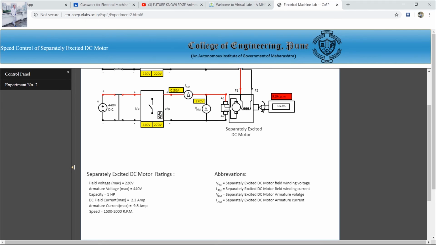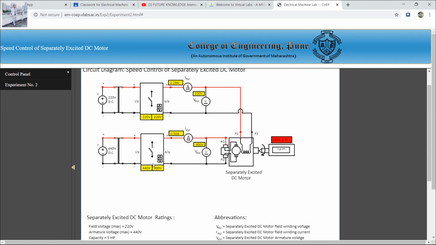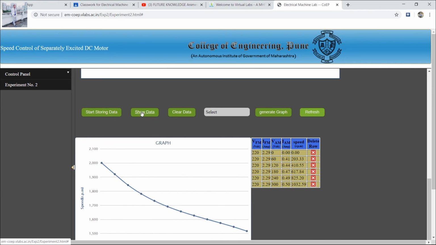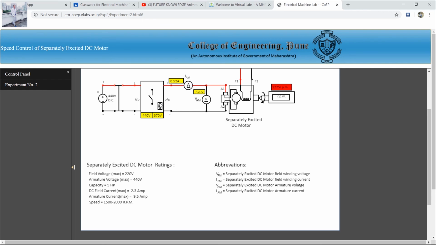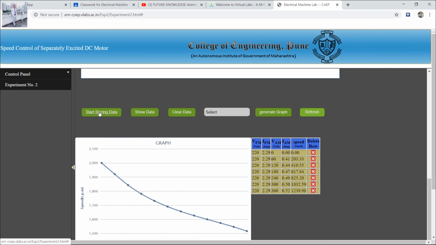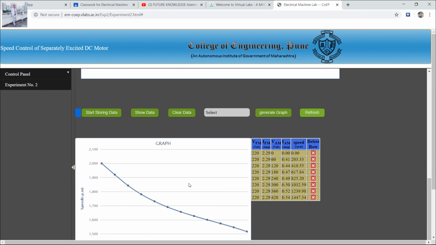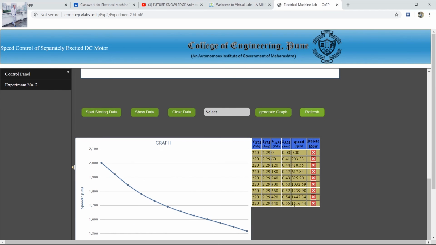Next, I will vary the voltage in the armature terminal. I will increase the voltage to 300 volt. Next, start data, show data. Next, I will increase the voltage to 360 volt. Next, start storing data, show data. I will increase the voltage to 420 volt. Next, start data, show data. You can see the speed 1447 rpm. Increase the voltage to 440 volt in the armature terminal. Next, start data, show data. You can see the speed 1516 rpm.